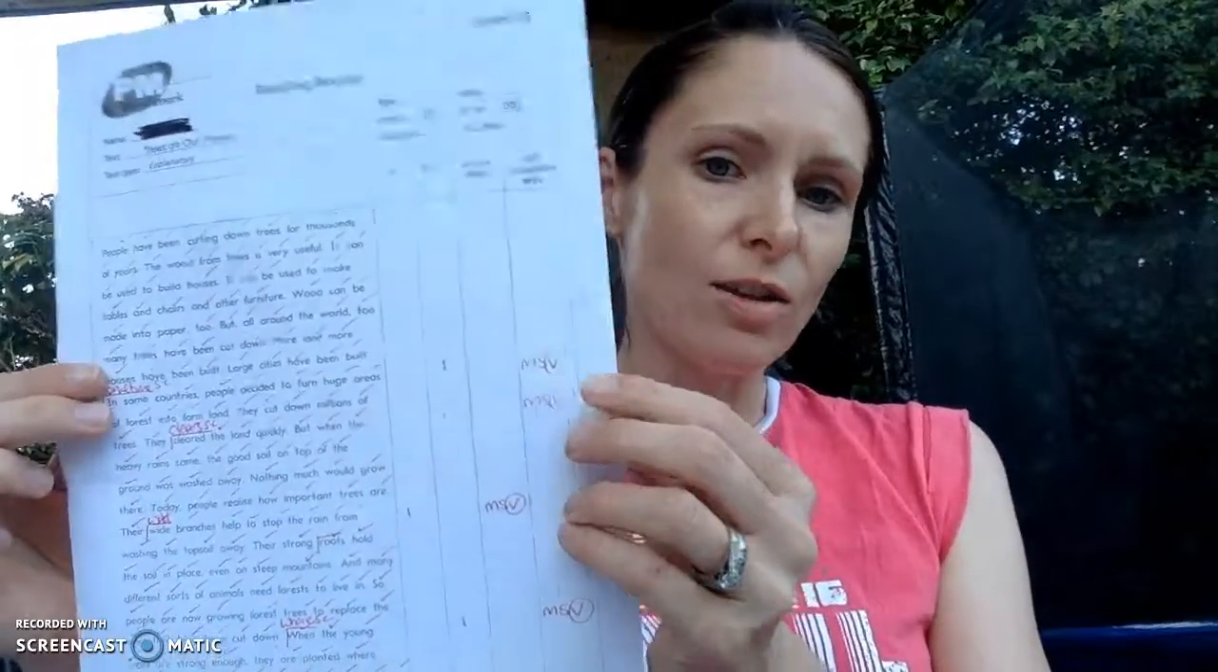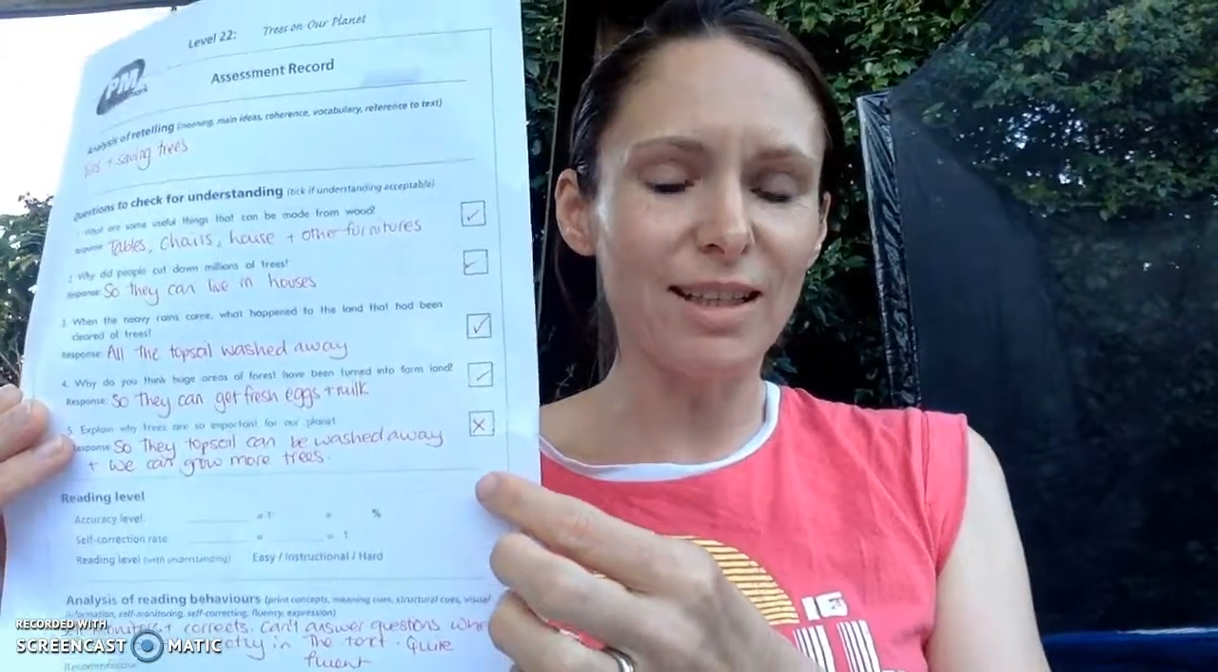and fixed that up. And then obviously you've got to work out if it's a meaning error, semantic error, or a visual error. Then at the back, you've got questions that you have to ask them. And then I've been really lazy and I haven't done this, but you work out the accuracy level, self-correction rate, and just jot down some ideas for their analysis of reading behaviour. So for example, she self-monitors and corrects herself, which is great, but she can't answer questions where answers aren't directly in the text. So that's something that she needs to work on.